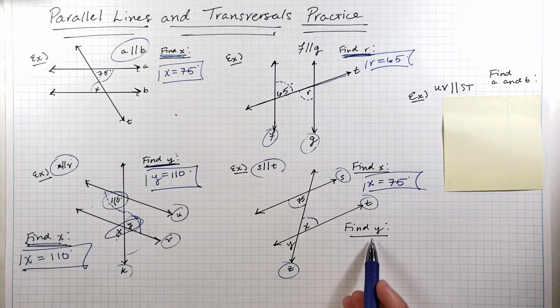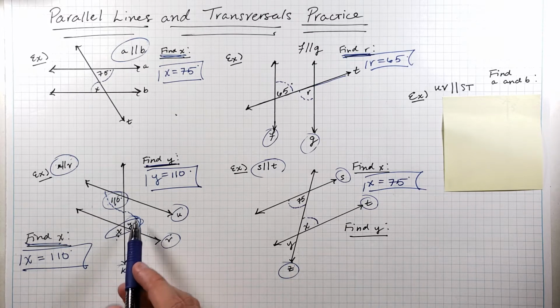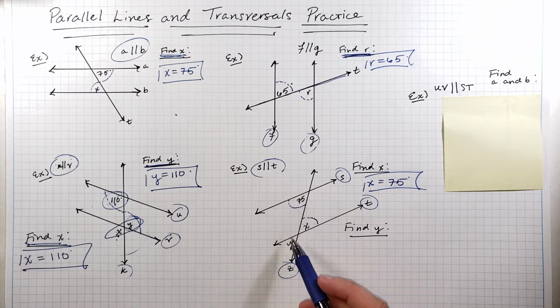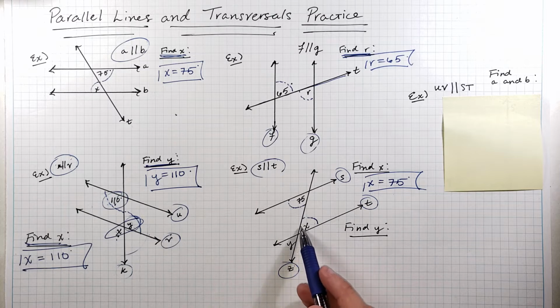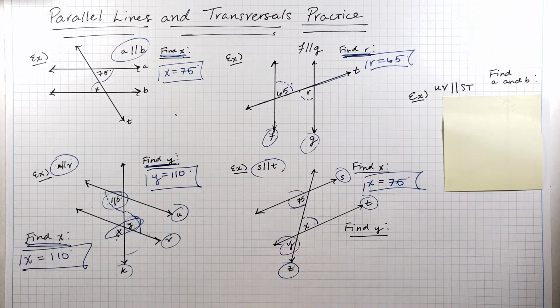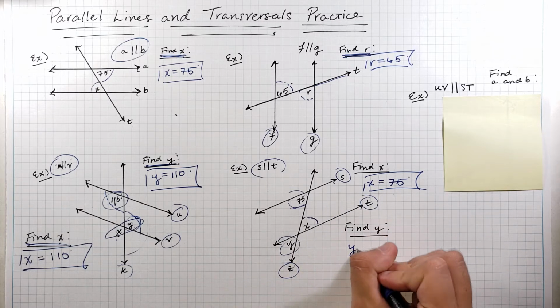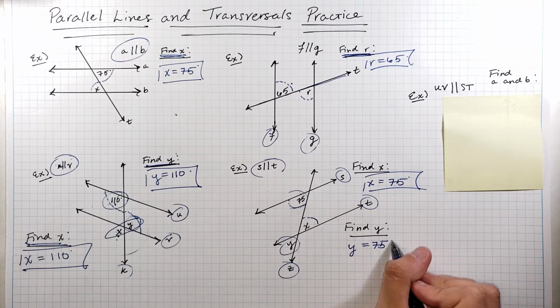Now they want us to find Y. Well, how did we find X over here when we knew what Y was? We just said they're vertical. Or we could have used the fact that they're corresponding. So maybe we'll use the fact that they're corresponding here. We have 75, which is in the bottom left of this one, and Y is in the bottom left of this one, right? They're corresponding, in the same position, but on different sides of the street maybe. So now we can see that Y is going to be 75 because corresponding angles are congruent. So Y equals 75 degrees.